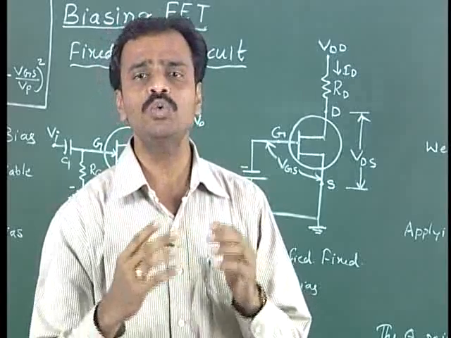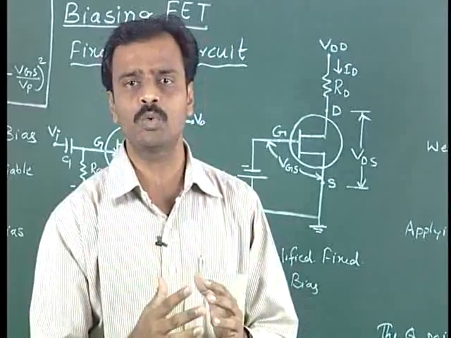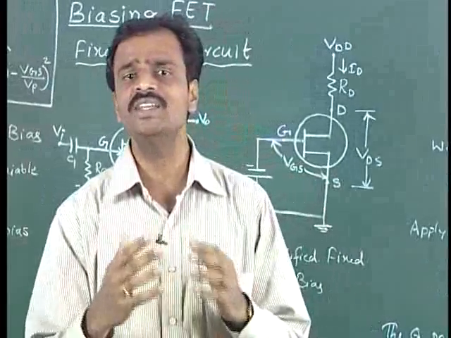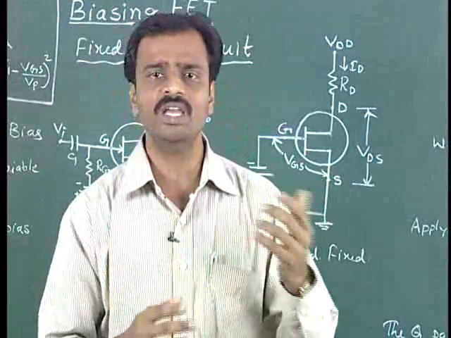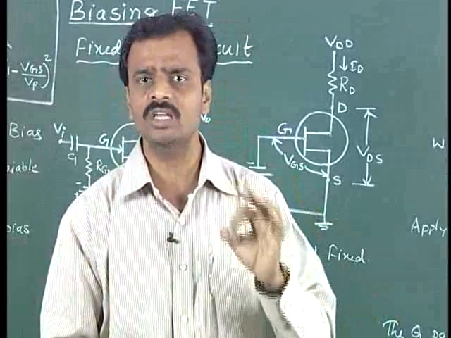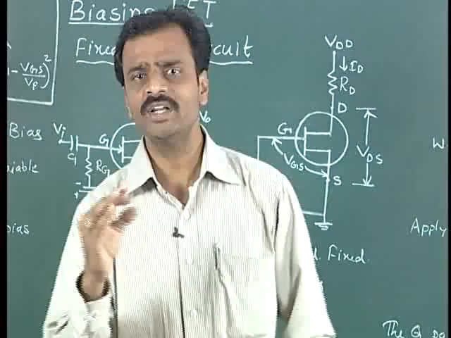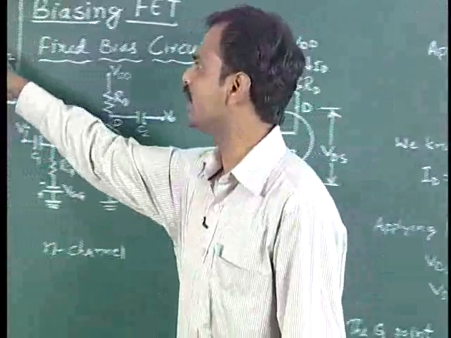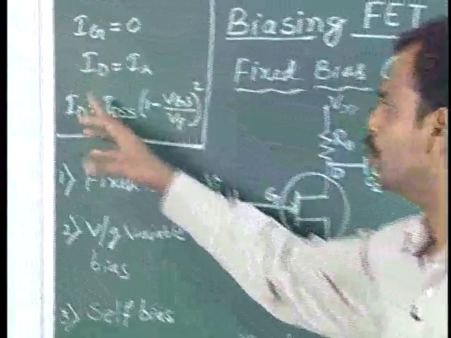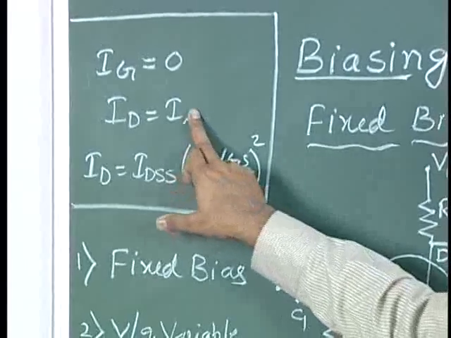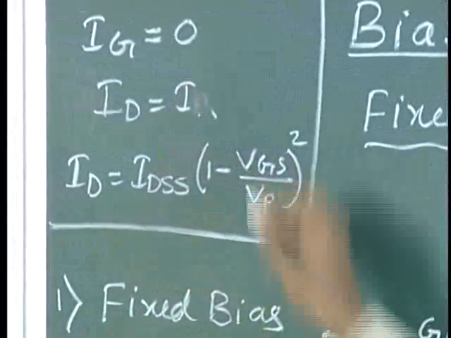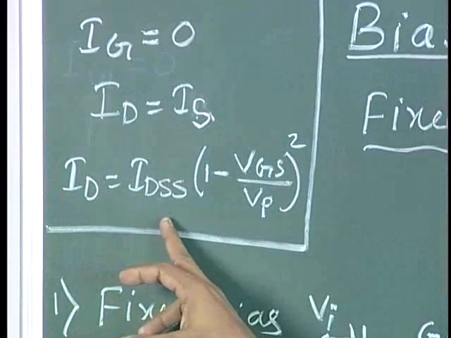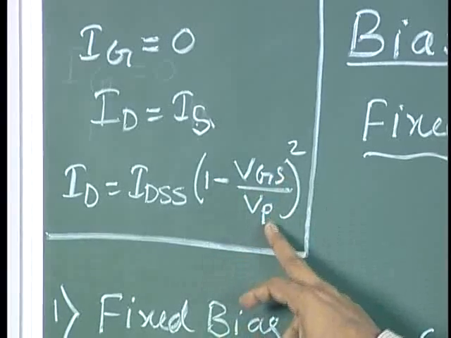Now we will see how we can maintain a standard operating point in the case of field effect transistors. That can be analyzed by using DC analysis. By giving a DC input, we can analyze these circuits to get a stable operating point. To get a stable operating point, some initializations are made: the gate current IG will be equal to 0, and ID will be equal to IS, where the drain current equals the source current. And third, the drain current will be equal to IDSS into (1 minus VGS by VP) whole square.